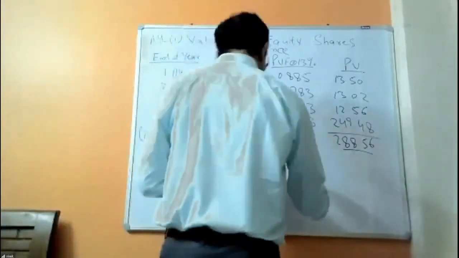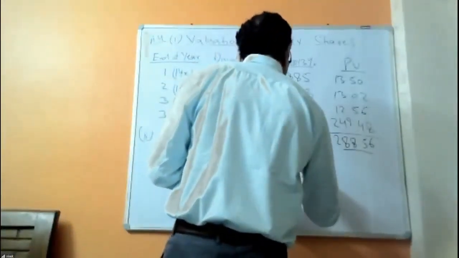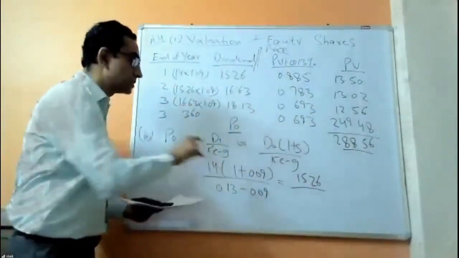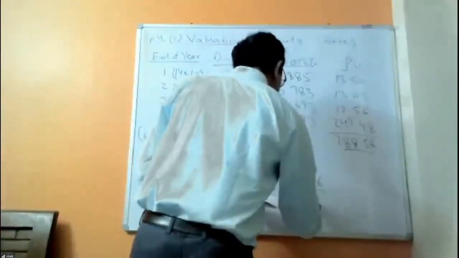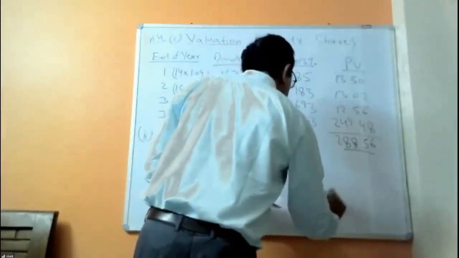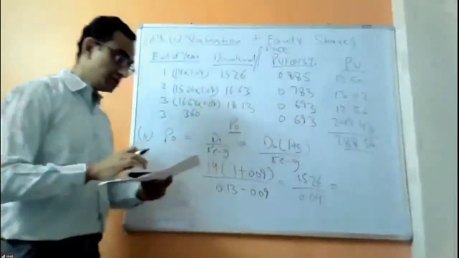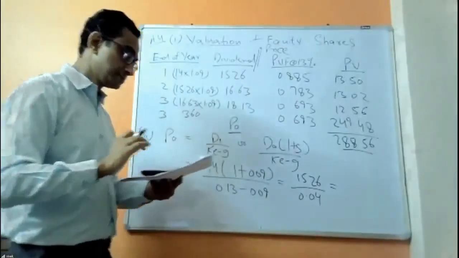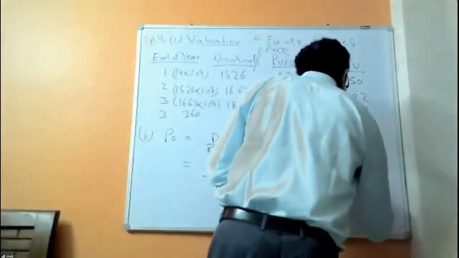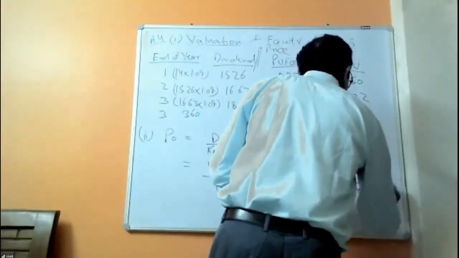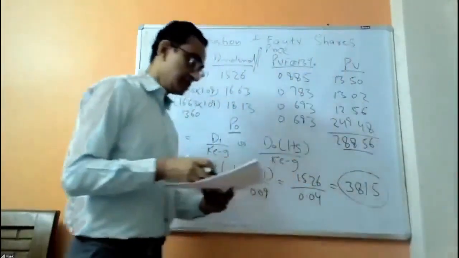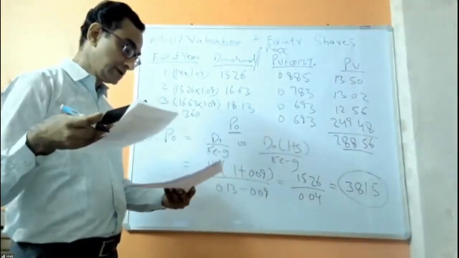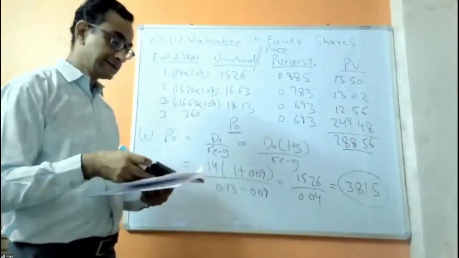So 15.26 multiplied by 0.03 minus 0.09, it is 0.04. Let us solve this. 15.26 divided by 0.04. It is coming to 381.5. So check it. 381.5 is the answer. I think it is correct.